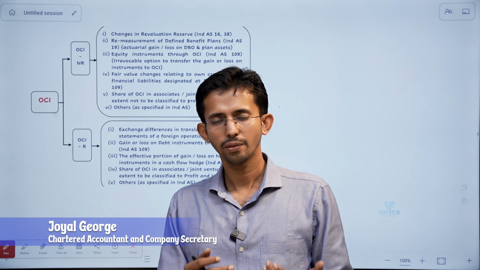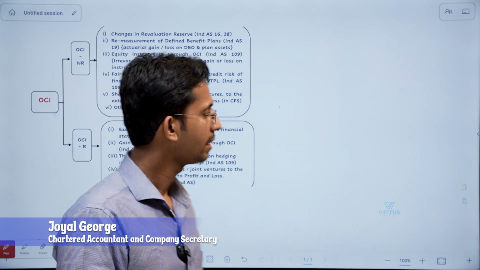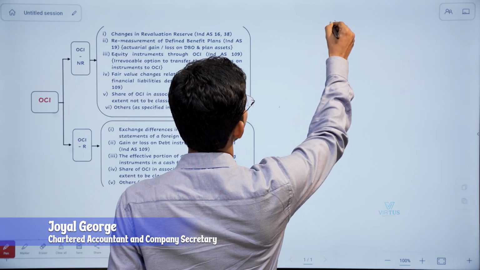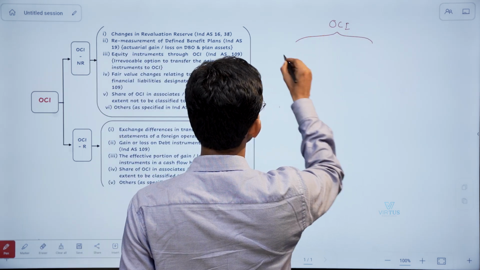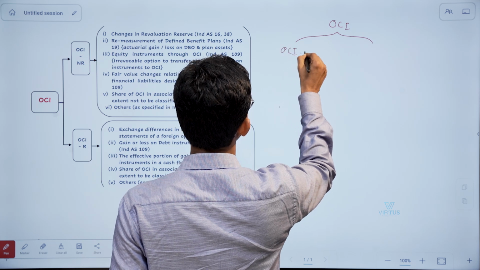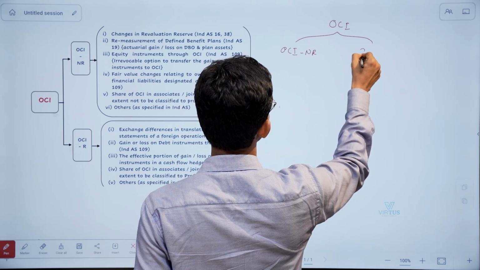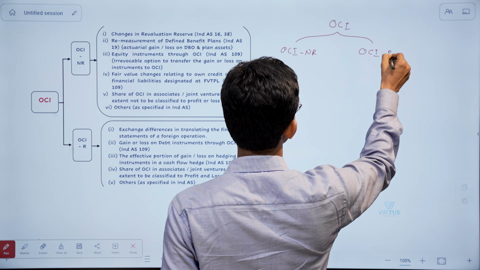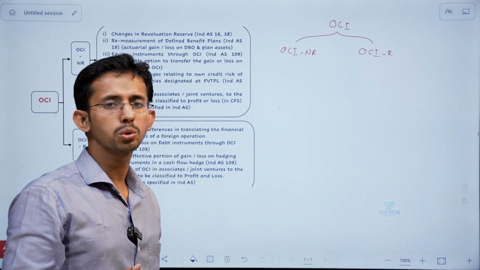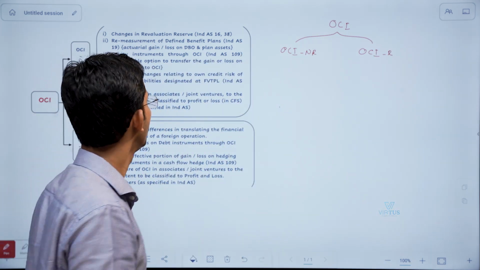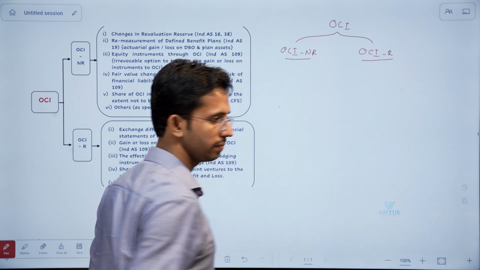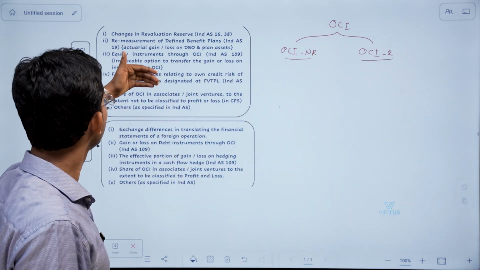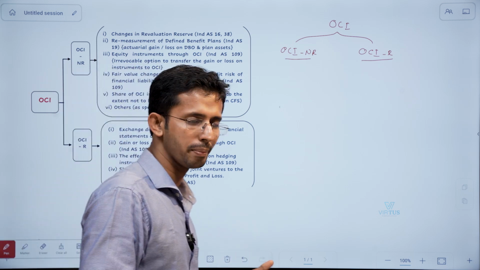So friends, we have already seen that the OCI, other comprehensive income, can be classified into two categories, that is OCI-NR and OCI-R. Now we will quickly go through the list of items which will be classified as OCI-NR as well as OCI-R. Okay, these items I am just telling you for your information.